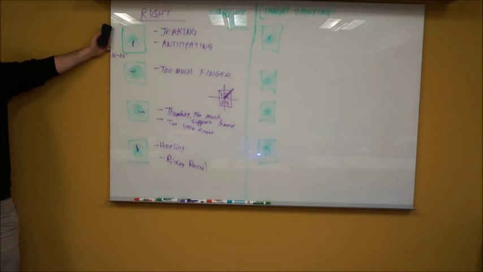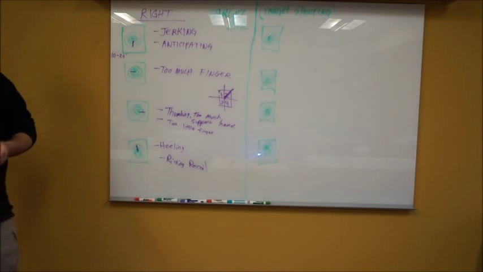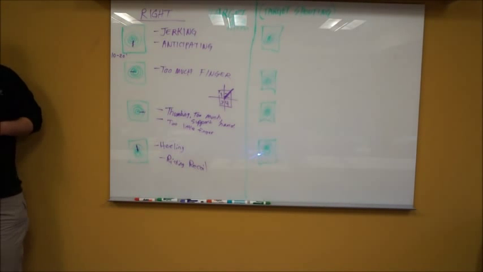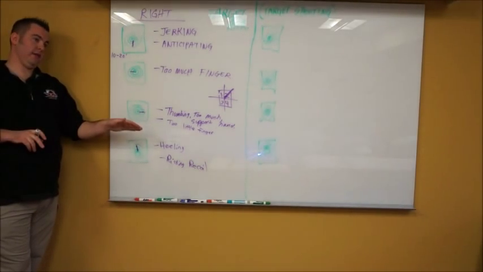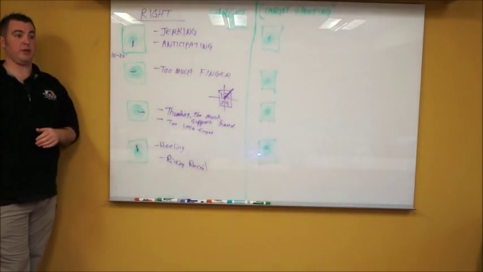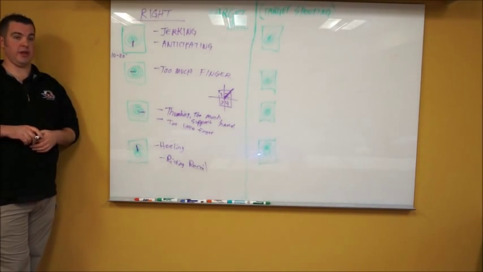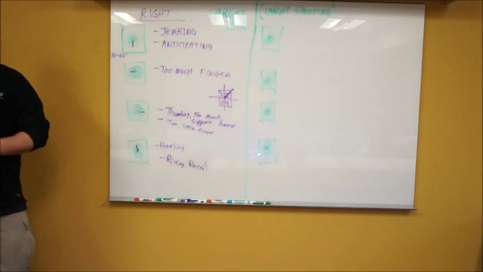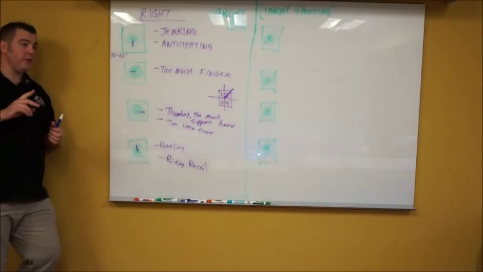Okay, and what's the most common for a right-handed shooter? Jerking? No, what's the most common place on the target to see rounds impacting for a new shooter? Low left, which is too much finger, which is most common, and jerking or anticipating the trigger. So those are the three things that you're going to see almost all the time with a right-handed shooter. For a couple of reasons.